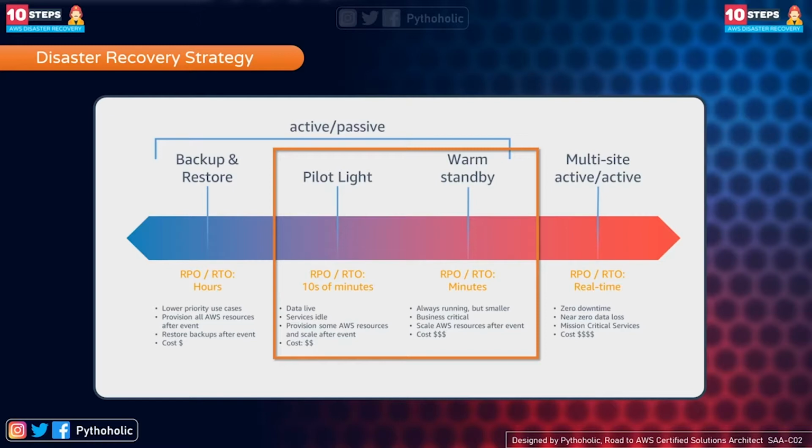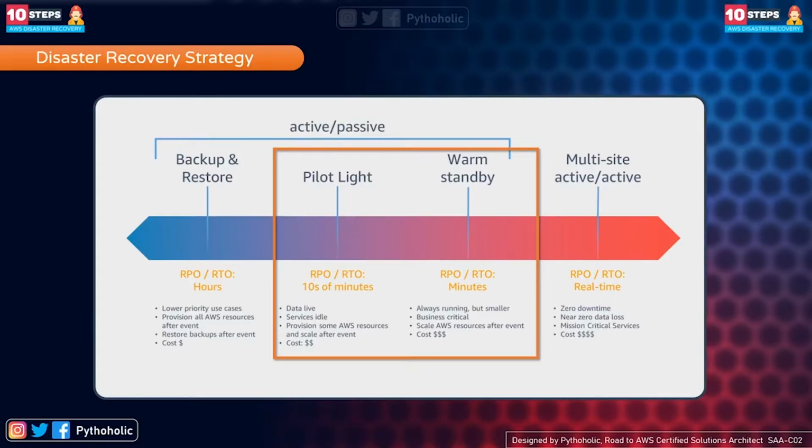Then we come to the next active-passive disaster recovery strategy or setup, that is warm standby. So here your services on another location or region are always running, but it's a scaled down version of your actual setup. So this is very good for business critical applications, and when you have a disaster, you can scale up your resources. And obviously it will cost you more than the previous two setups that we have, but it is reasonable with recovery time, and the recovery time is in minutes. So it's a very good option as well.